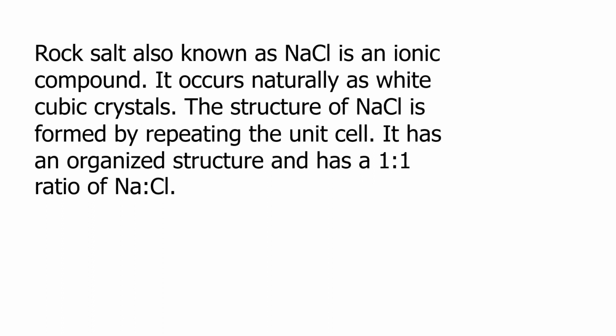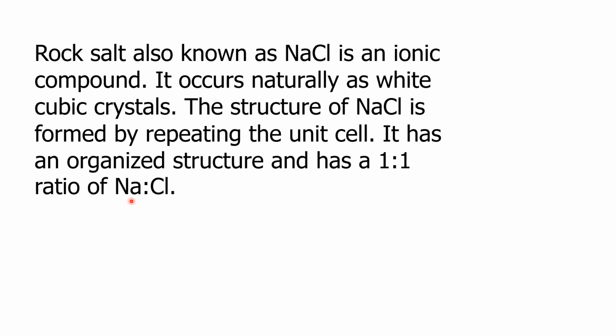First of all, NaCl is a rock salt that is an ionic compound. It occurs naturally as a white cubic crystal. That thing is clear to us, that NaCl is of cubic structure. The structure of NaCl is formed by repeating the unit cell. As NaCl is a crystalline solid, its structure is a repeating structure. That repeating unit is known as the unit cell.